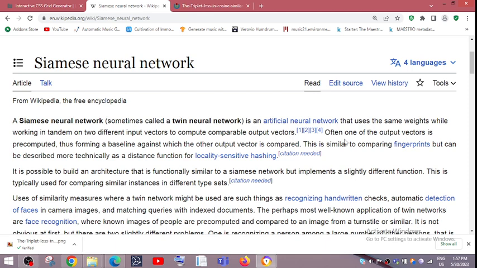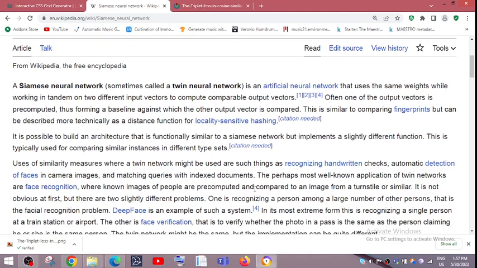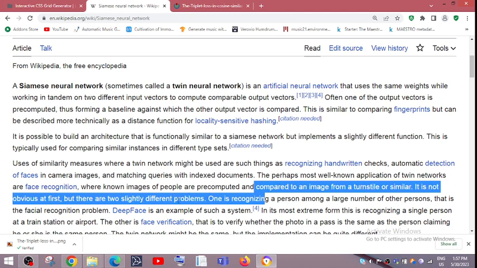Uses of similarity measures where the twin network might be used include recognizing handwritten checks, automatic detection of faces in camera images, matching queries with indexed documents, and perhaps the most well-known application of the twin network is face recognition, where the images of the people are pre-computed and compared with the images from the camera. It is obvious at first, but there are two slightly different problems.